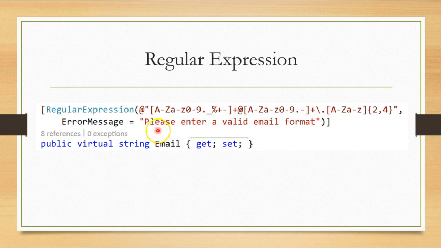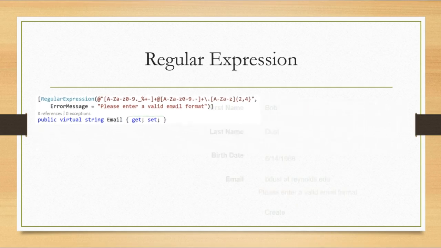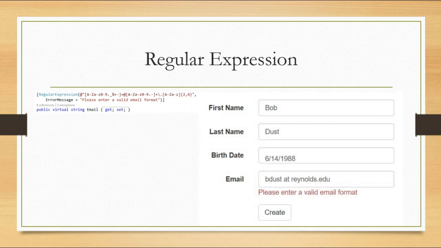Okay, and then the error message, if it doesn't match this expression, will be please enter a valid email format. So let's run this and see what we get. So here I typed in bdus space Reynolds.edu, and it says, excuse me, that is not a valid email format. And we get the error message, please enter a valid email format. Again, it doesn't verify that the email is valid, it just verifies that the format is valid.